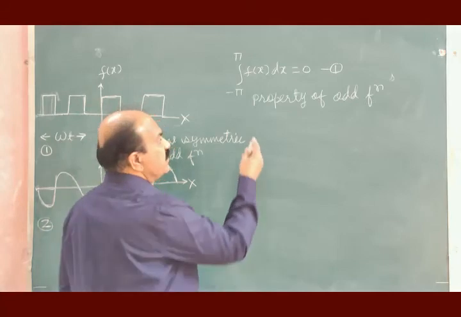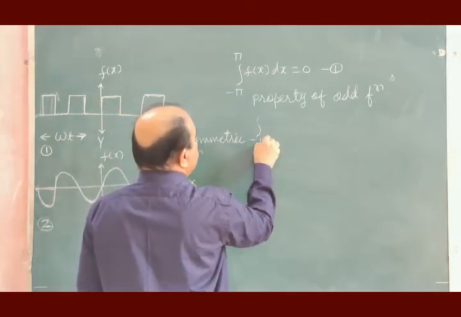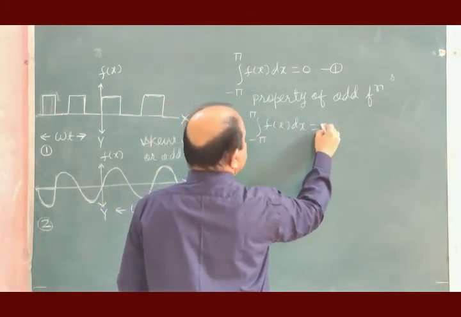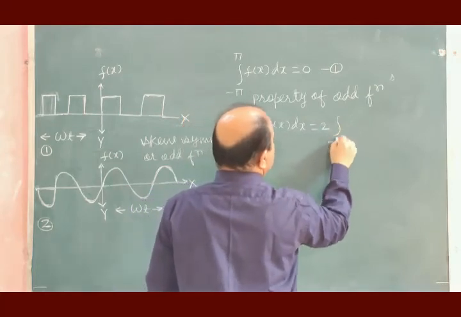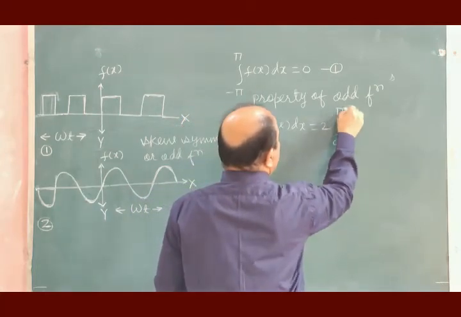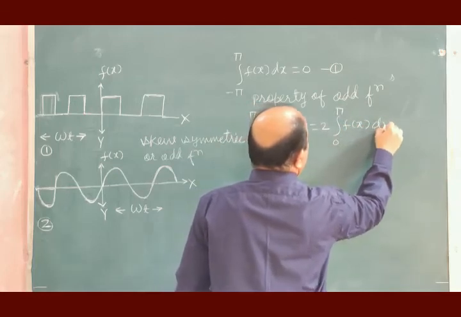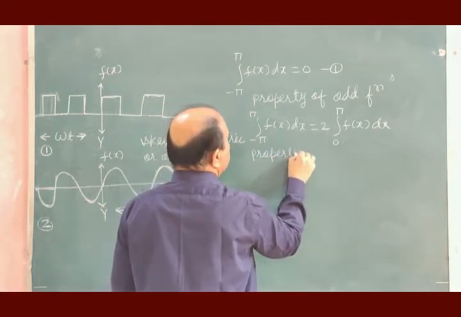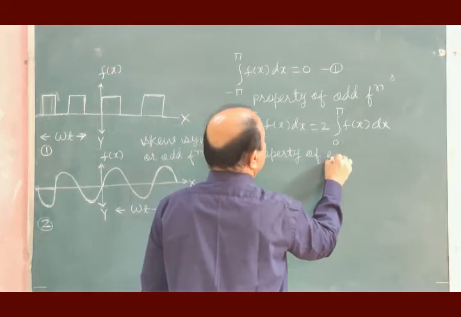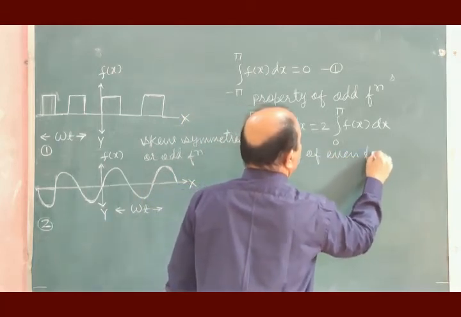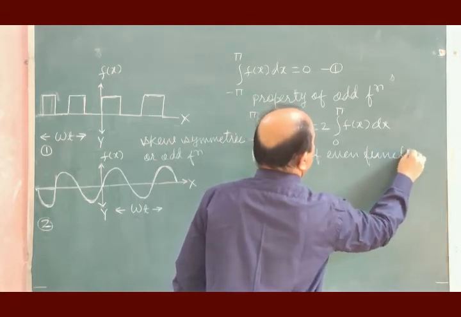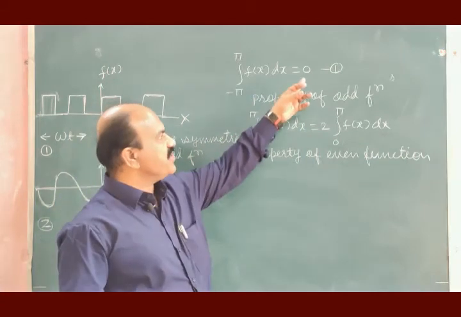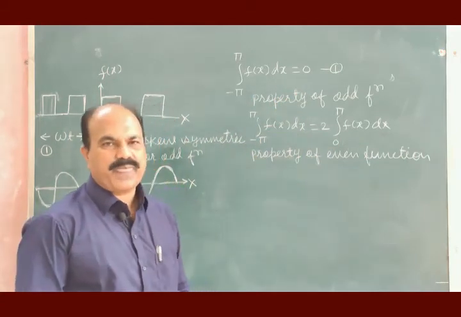And what is the property of an even function? The integral from minus pi to pi of f of x dx is equal to 2 times the integral from 0 to pi of f of x dx. That is the property of an even function. The property of an odd function is this, the property of an even function is this.